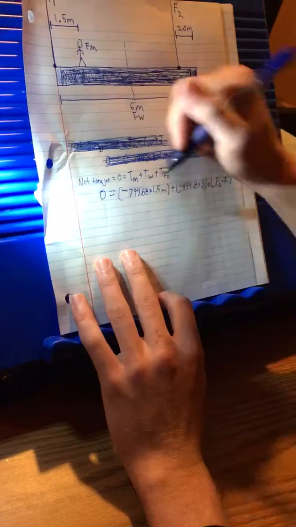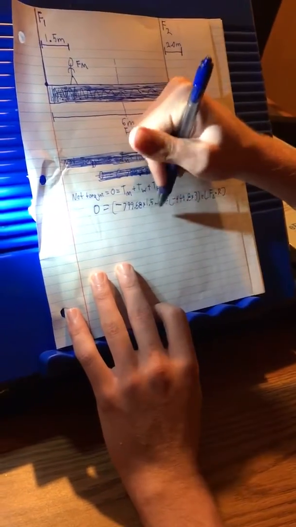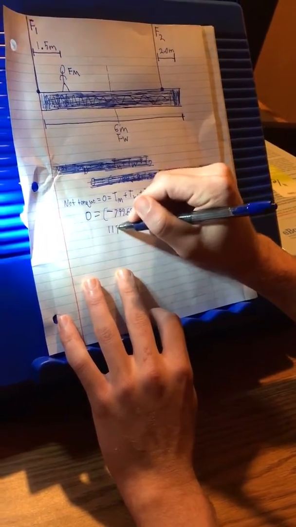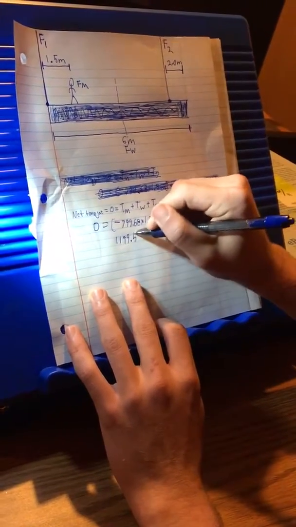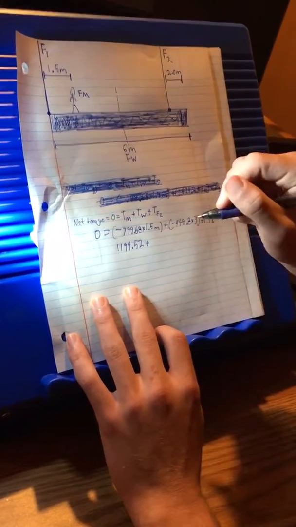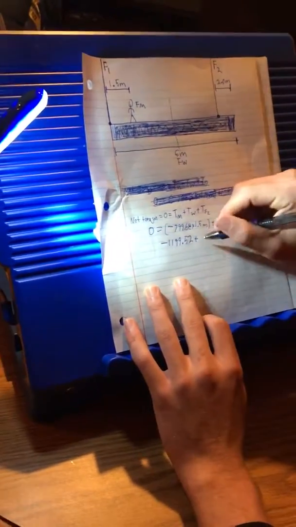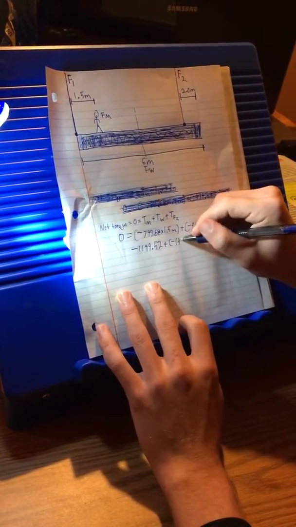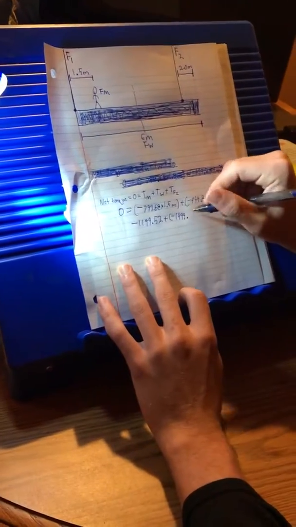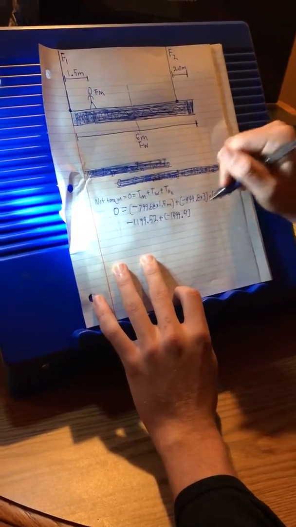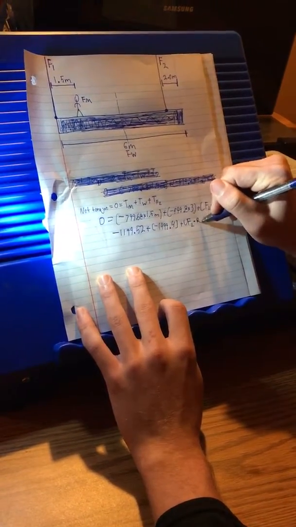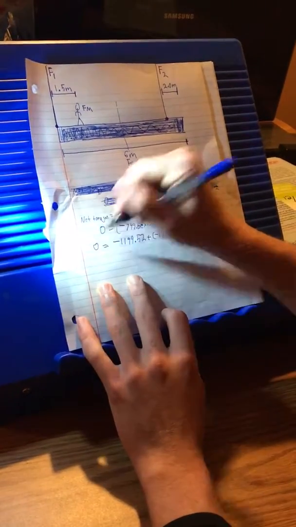So if we do our algebra and do the math on these first and get the numbers, we end up getting negative 1199.52 plus negative 1499.4, and then again plus force of 2 times the radius equals 0.